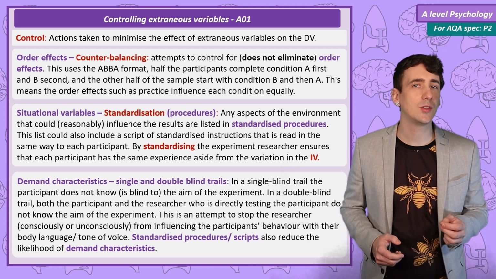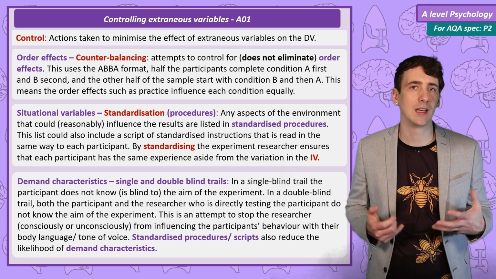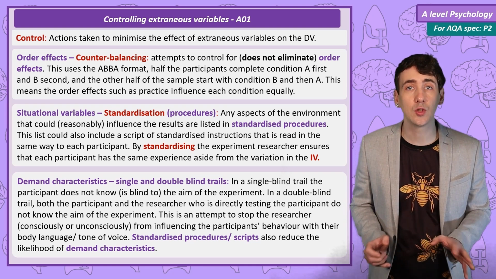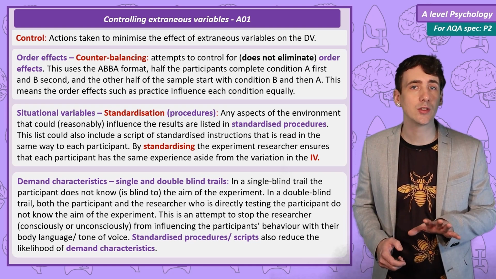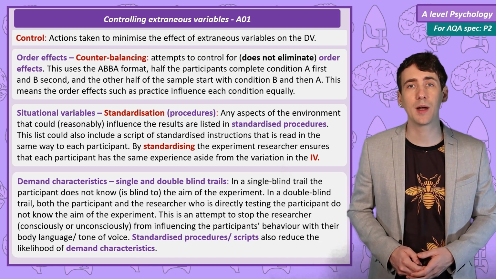In order to stop the researcher influencing the results by, say, giving hints with their body language, so to limit investigator effects, we can use a double-blind trial, having the researcher who carries out the experiment be completely unaware of the true aims of the experiment.